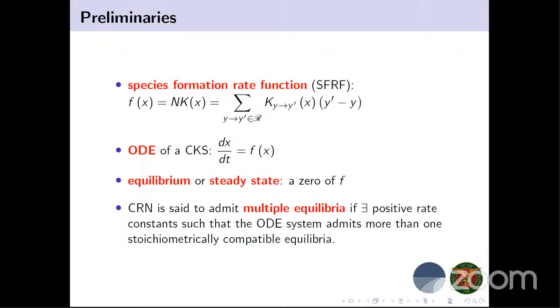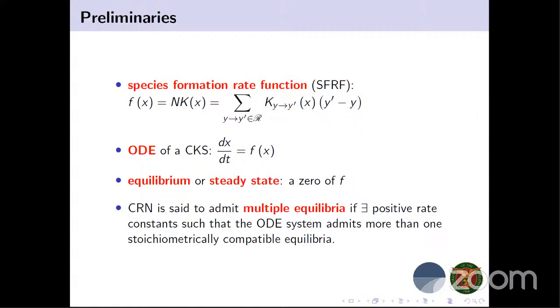And we have the following species formation rate function, SFRF. So it is f of x. This is equal to n times k of x. This is equal to the summation of this quantity here. So for each reaction, this is the reaction vector for that particular reaction. Then each reaction, there corresponds this value here, the kinetics for that particular reaction. And then you get the sum, so that would give you f of x, which is precisely dx over dt, the ODE, or ordinary differential equation of the chemical kinetic system.